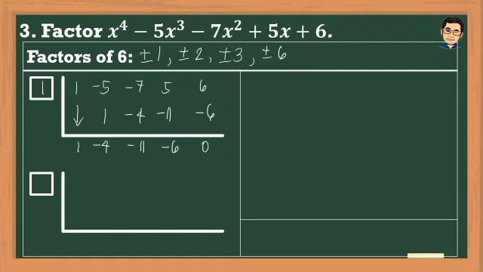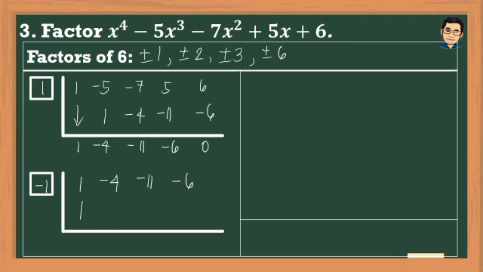And then, yung pwede nating isang factor na gamitin after 1 is yung negative 1. Kaya lang dito, hindi na natin gagamitin yung coefficients ng given polynomial. Rather, ang gagamitin natin coefficients is yung nakuha nating sagot. 1, negative 4, negative 11, negative 6.